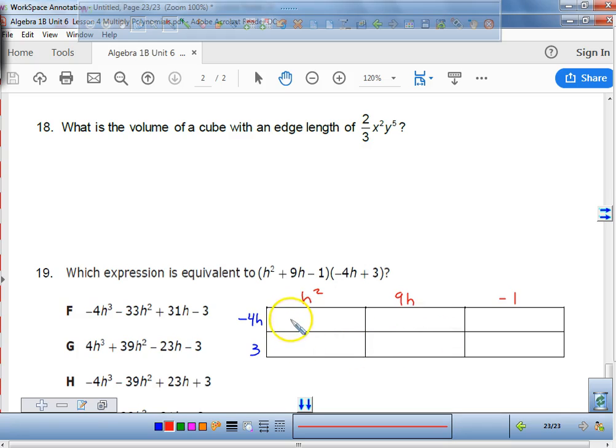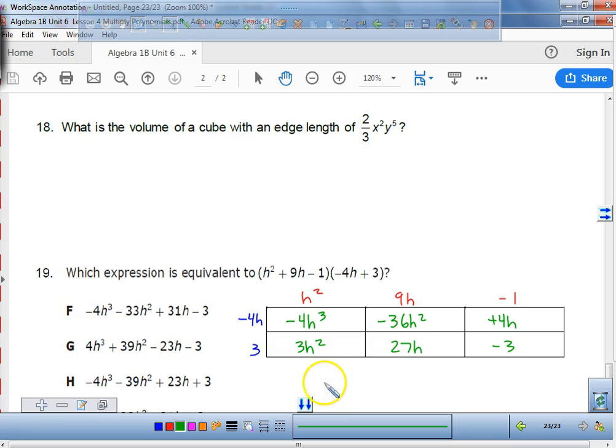All right, everybody, you guys should have gotten right here. I'm going to put the answer in green. That should be negative 4h cubed. All right, this right here is negative 36h squared. This right here is positive 4h. Then over here we have 3h squared. Here we have 27h, and at the very end we have negative 3.